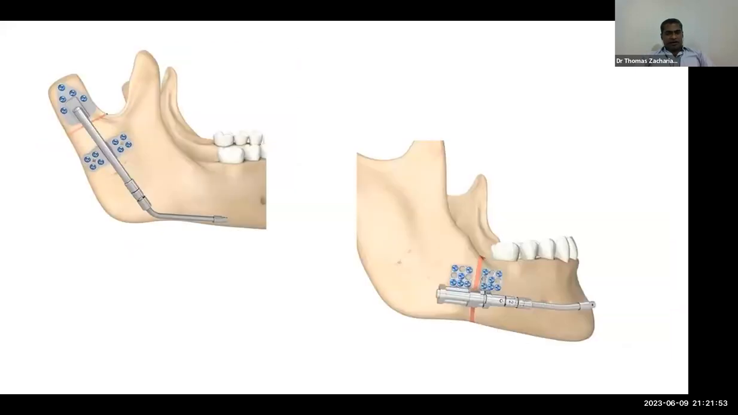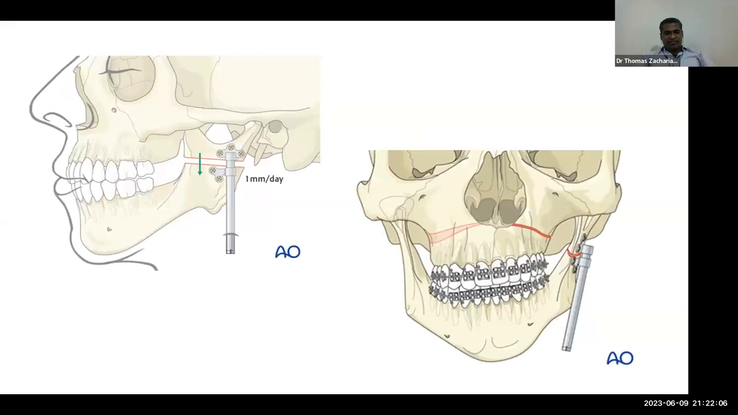Again, you can see this is a condylar kind of distraction, internal distractor. That is again a body distractor, again an internal distractor for the mandible. The first one is for condylar reconstruction. This again is a ramus distractor.